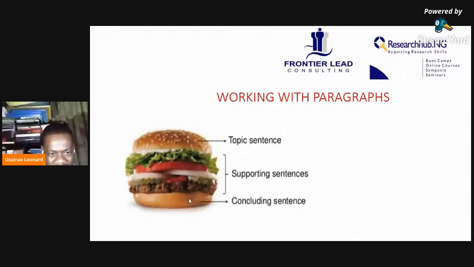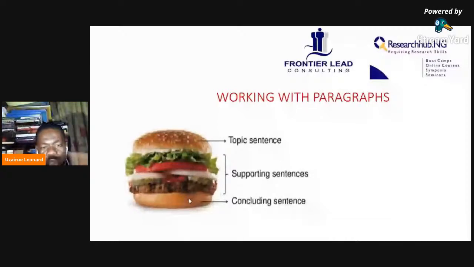Now, in every paragraph, there are usually three parts. We have the topic sentence. Remember I said topic sentence. The topic sentence of every paragraph should be one sentence. You don't bring two topic sentences in one paragraph. Your topic sentence should just be one. Then we have supporting sentences.